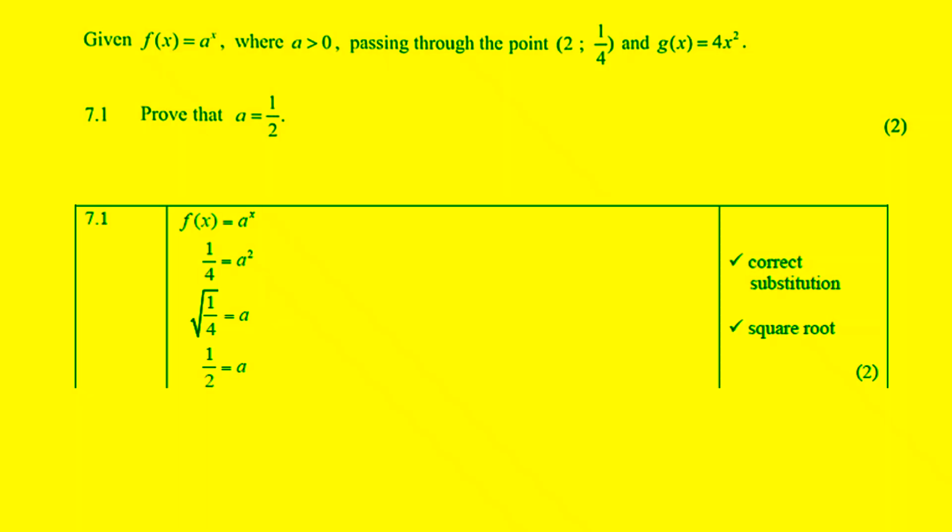You must prove that a is a half. So you take the given formula, f of x equals a to the power x, and use the given point (2; 1/4) and substitute into that formula. So therefore, 1/4 equals a to the power 2. Get rid of the square by finding the square root on both sides, and then you get a equals a half.